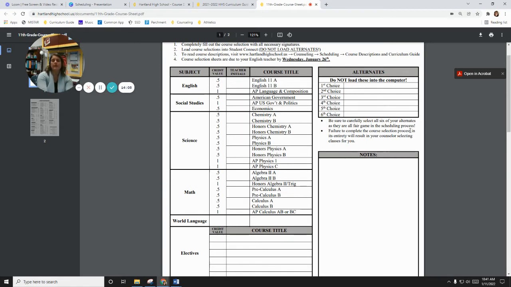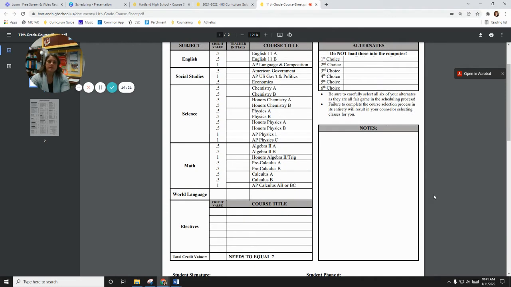If you aren't filling that course sheet out thoroughly, then you will be leaving it up to your counselor to pick classes for you. And I know you don't want to find yourself in that position. We don't want to be left picking classes for you. So please fill this out completely and fill it out carefully.